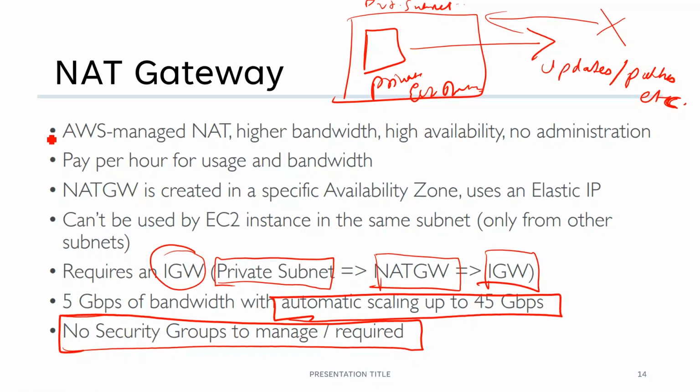Also a very important point: a NAT gateway is created in a specific availability zone. So if your particular instances are in a separate availability zone, it is not going to work. If you are creating a NAT gateway in, for example, US East 1A, then instances only in US East 1A will be able to communicate. And it uses an elastic IP, which is a fixed IP.